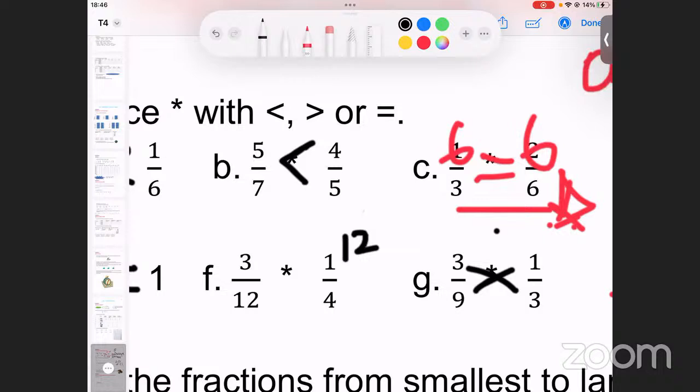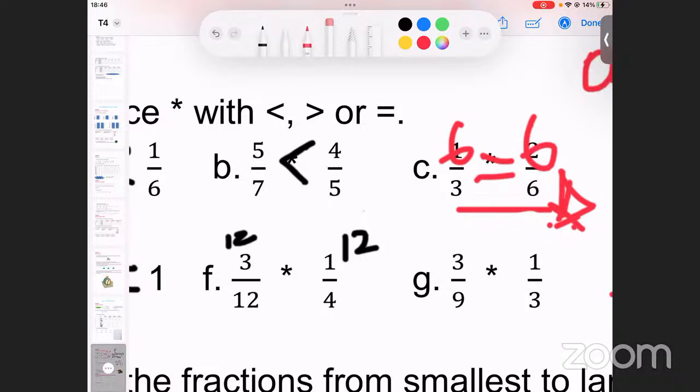Then I'm going to put the greater than sign to 3 over 12. Wait. I need you to re-explain what you just said now. You said, what are we gonna do?